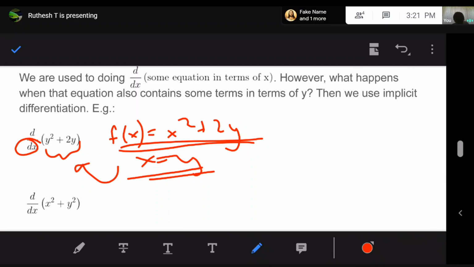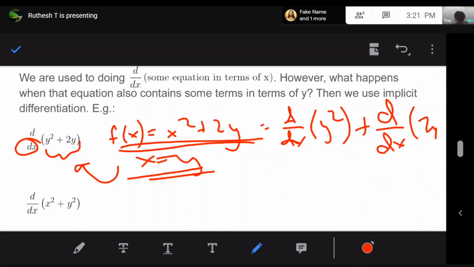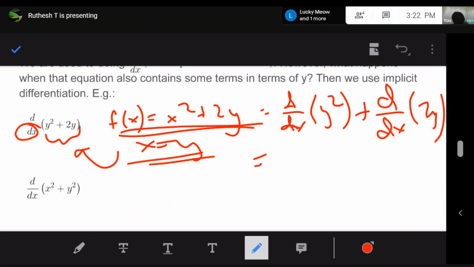But before we do that, we can just split this up into two separate mini problems, the derivative of y squared and the derivative of 2y. So we get derivative of y squared plus the derivative of 2y, and this ends up being the first one, outer function is x squared, and then the inner function is x equals y. The derivative of x squared is just 2x, so then it's 2y times y prime, and the second one, it's just 2y prime.